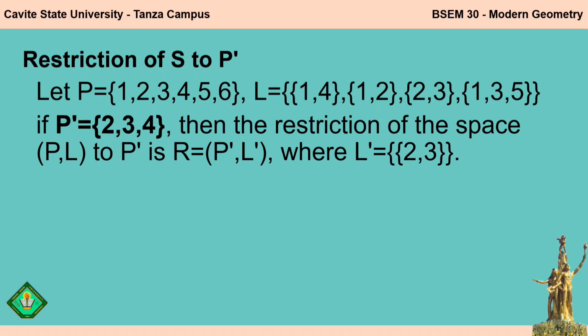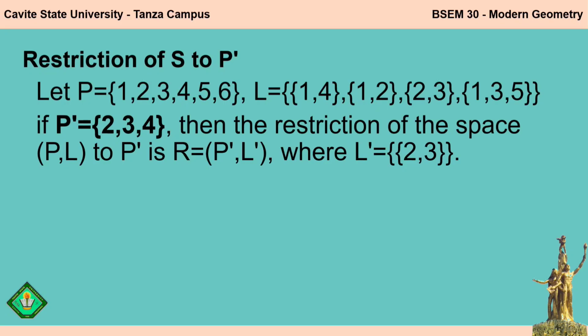So how do we find the restriction? First we look at the original lines and ask: does this line include only points from our smaller set 2, 3, 4? And does it include at least 2 points from that set? Because a line must have at least 2 points based on the near linear space definition. Now let's check the lines one by one. For the line containing 1, 4, it includes the point 4, but point 1 is not in P prime because P prime contains only the points 2, 3, and 4.